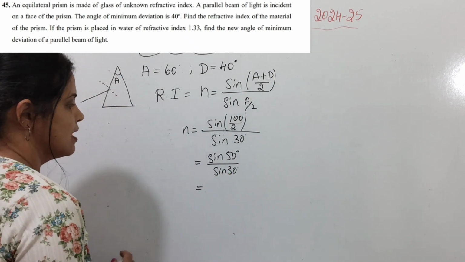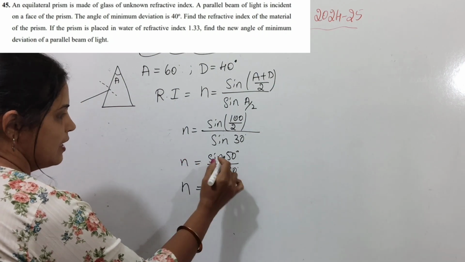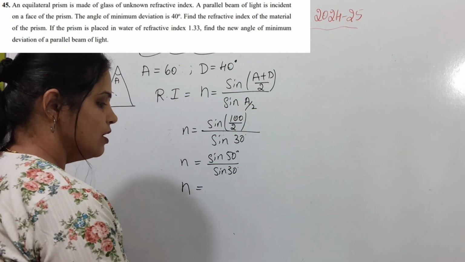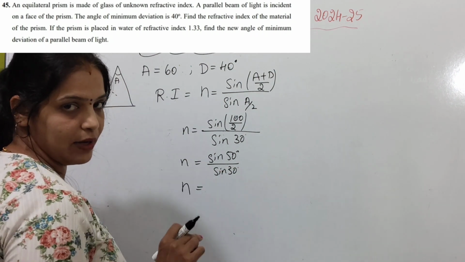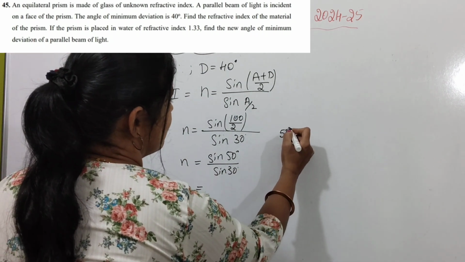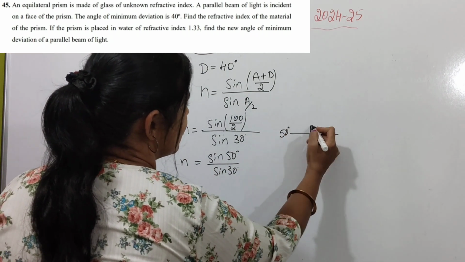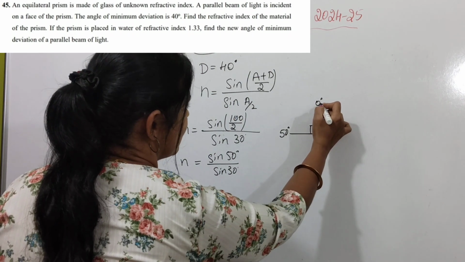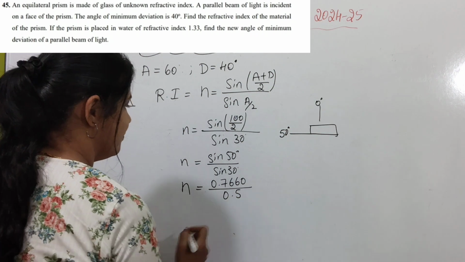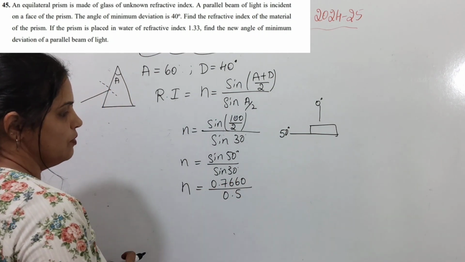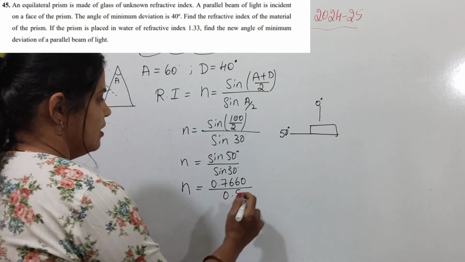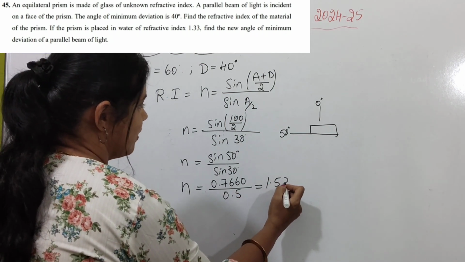In the natural sine table, you have to check sine of 50 degree. So open the natural sine table and go through 50. See here, in the 50th row, the 4-digit number you can see under the column 0 degree. You check that and write, divided by sine 30 is 0.5. 0.7660 divided by 0.5. Sine 30 is half, right? 0.5. So which is equal to 1.532.